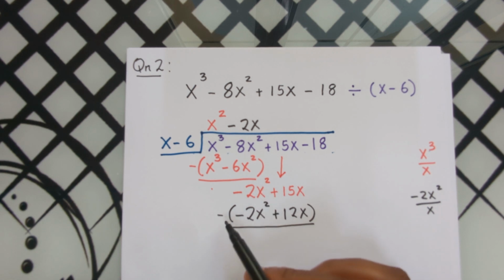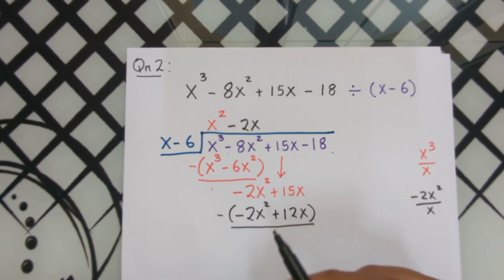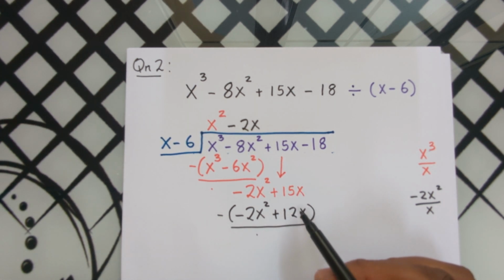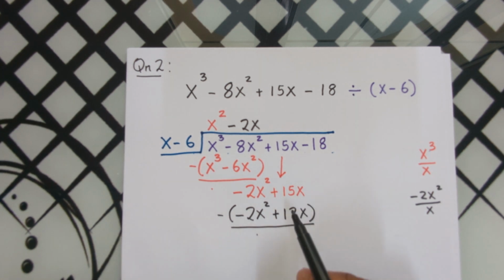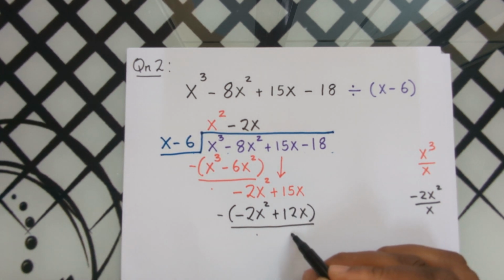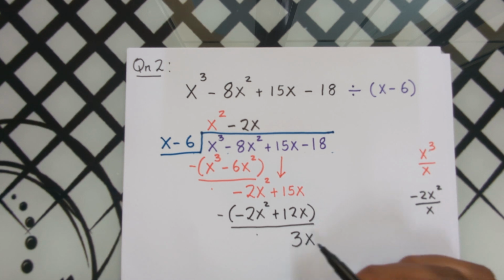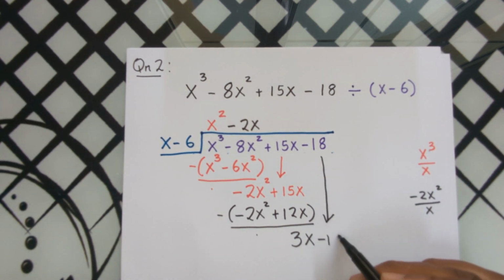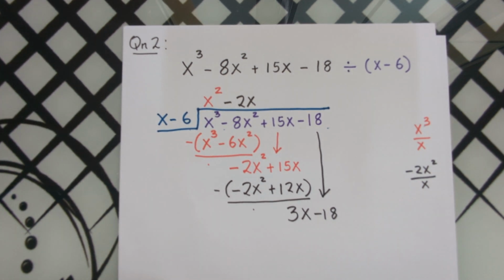Put our brackets, subtract. Negative 2x squared minus 2x squared, it will give you a 0. Then 15x minus plus 12x. This is the same as saying 15x minus 12x, it will give you 3x. And we have to bring down our next term, which is in this case negative 18. And then we keep repeating the same procedure again.